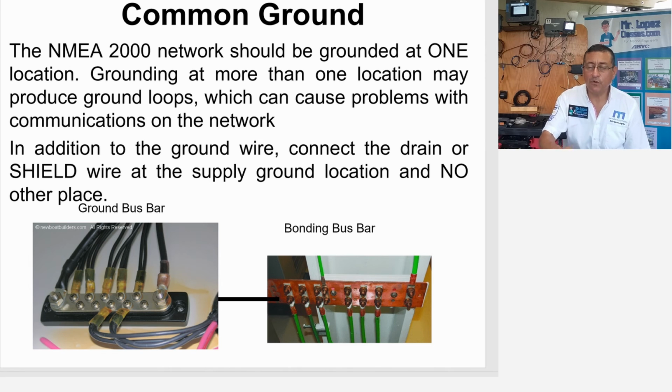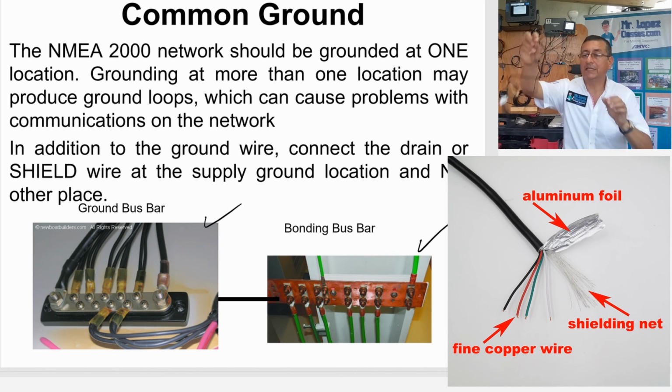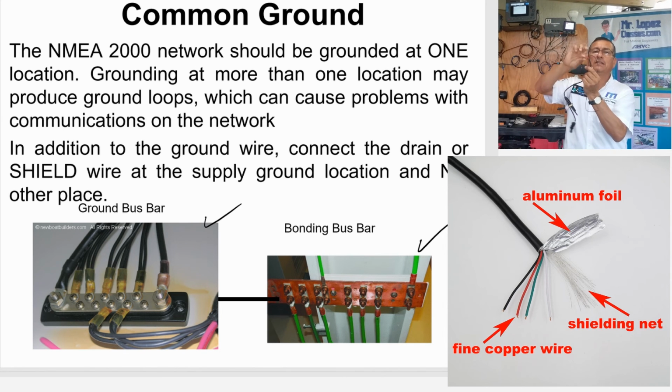Okay, my friend, be careful with the ground bus bar and the bonding bus bar. The ground bus bar and the bonding bus bar. You remember the shield cable, the bare cable that you have on the screen right now, that cable should be connected to the bonding, its drain. And the negative of the power supply cables, like this, this is the negative and this is the positive.